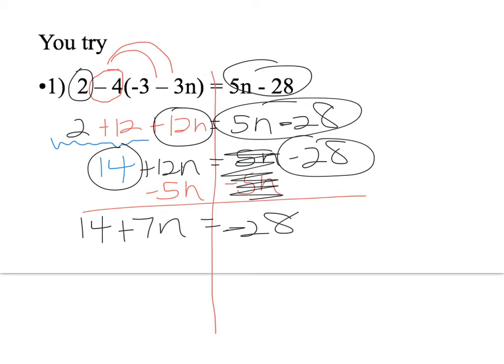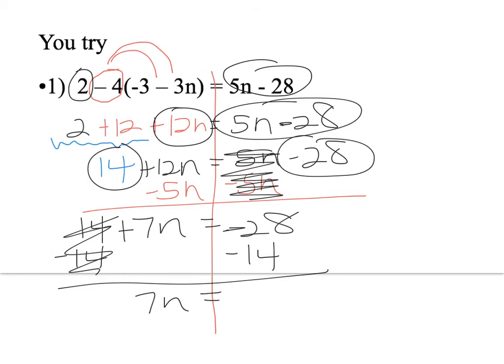So we've distributed, combined, moved our smallest variable. Now we're going to move our constant. Move your constant by addition or subtraction. So I'm going to subtract 14 from both sides. Bring down your 7n. Negative 28 minus 14 is negative 42. Be very careful with your negatives.